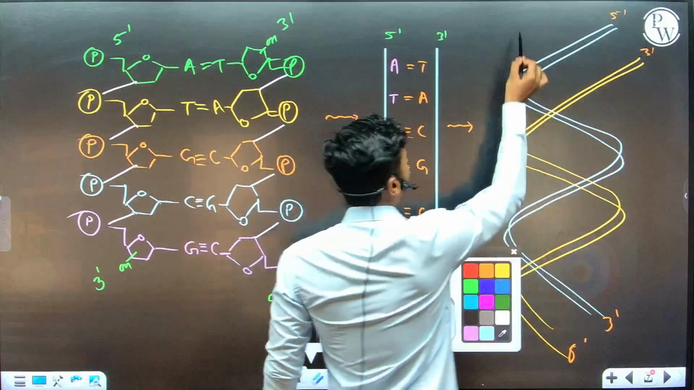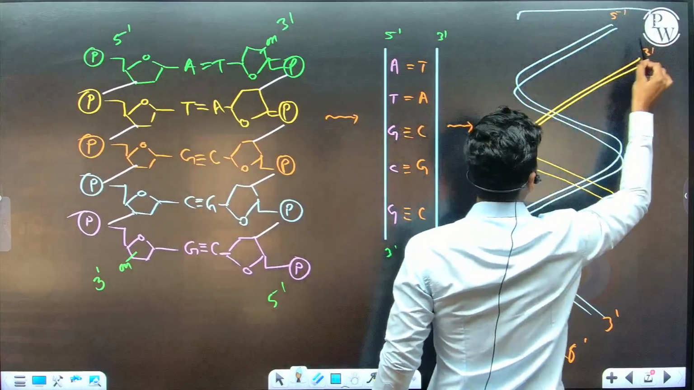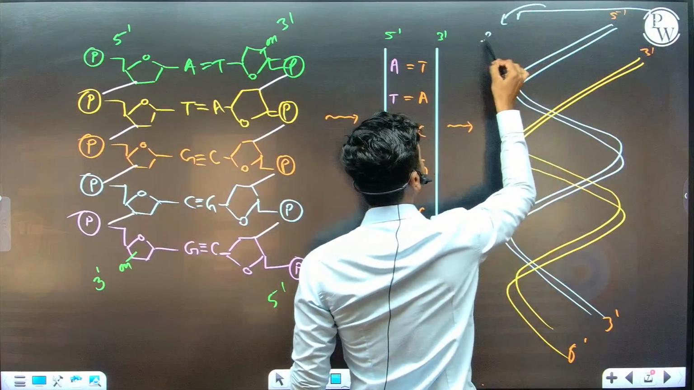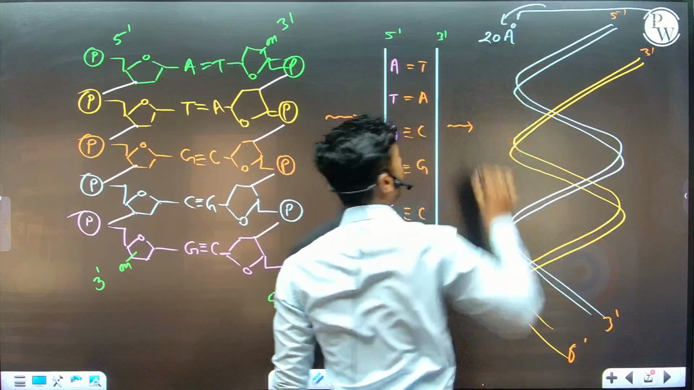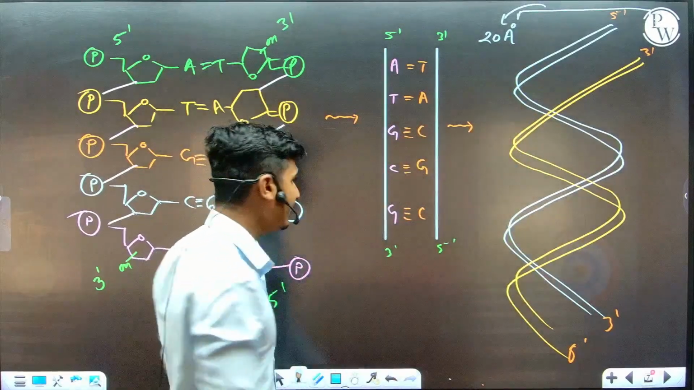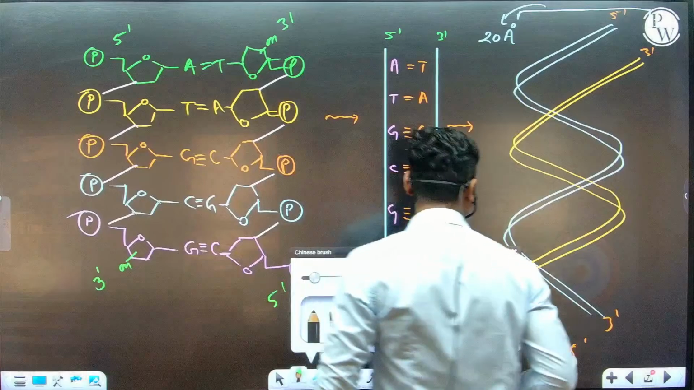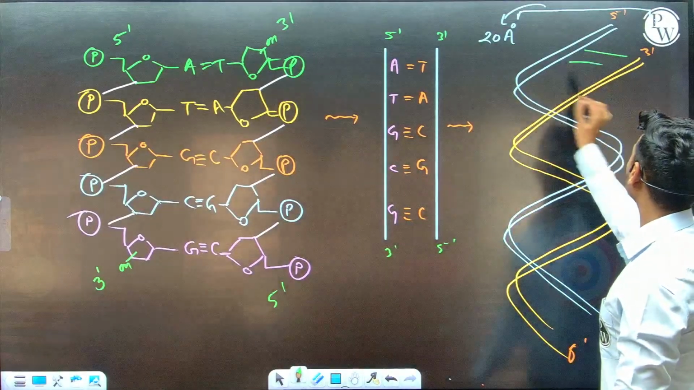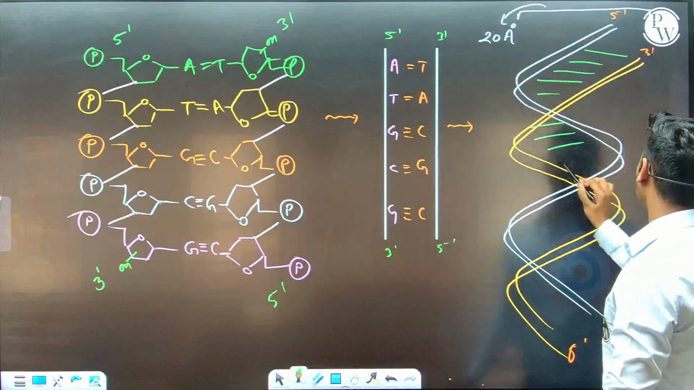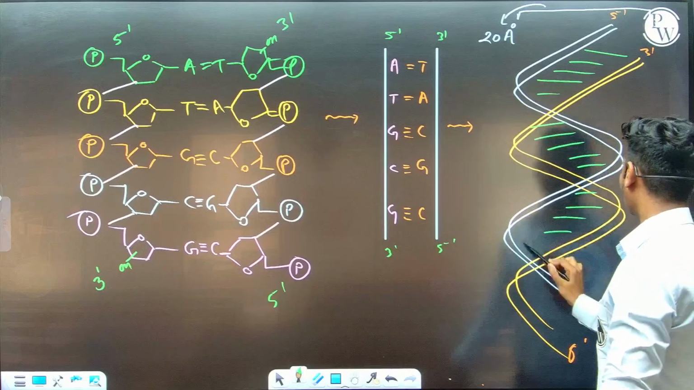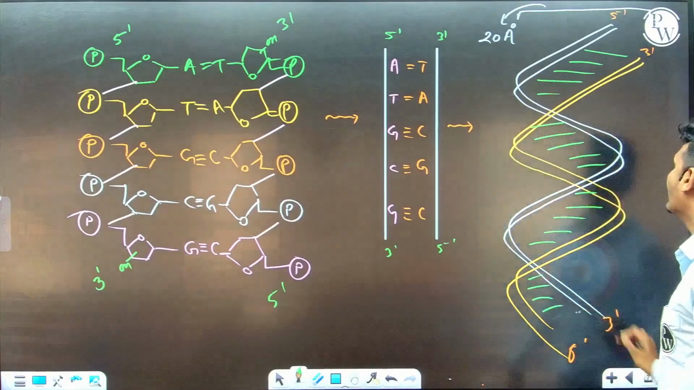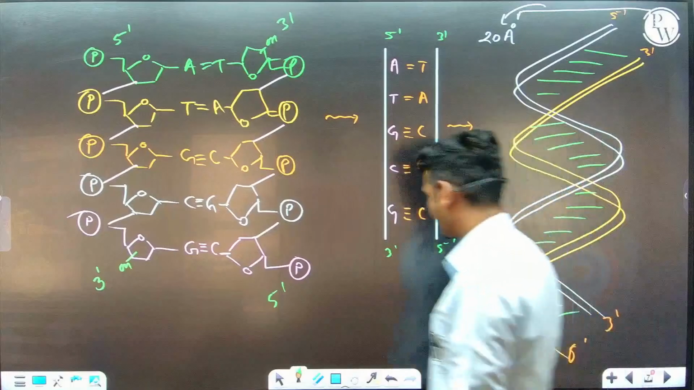If we talk about the diameter of DNA, then it is 20 angstrom. Diameter of DNA is 20 angstrom. There is a nitrogenous base present here, 1, 2, 3, 4, 5, 6, 7, 8, 9, 10, 11, 12, 13, 14, 15, 16, 17, 18, 19, 20. Like that, nitrogen bases are present.